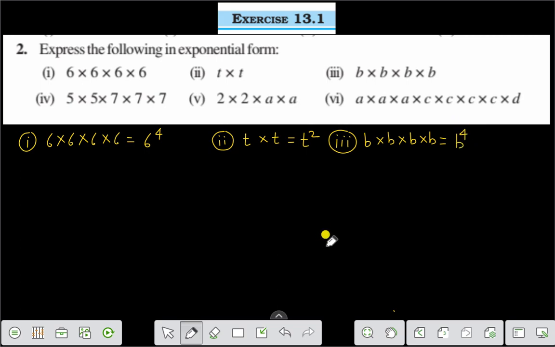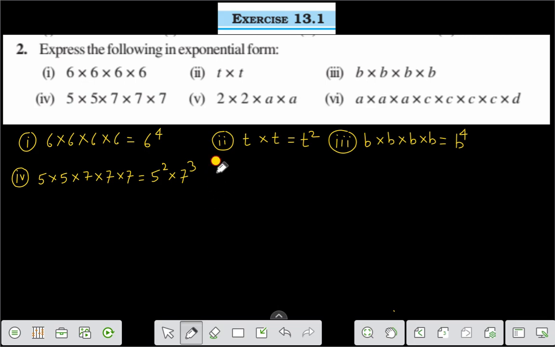Right? Now we'll solve question number 4. Question number 4 is 5 into 5, 5 into 5 into 7 into 7 into 7. Right? That can be written as 5. How many 5s are there? 1, 2. The power is 2, into 7. How many 7s are there? 1, 2, 3. 7 to the power 3. That is 5 to the power 2 and 7 to the power 3.